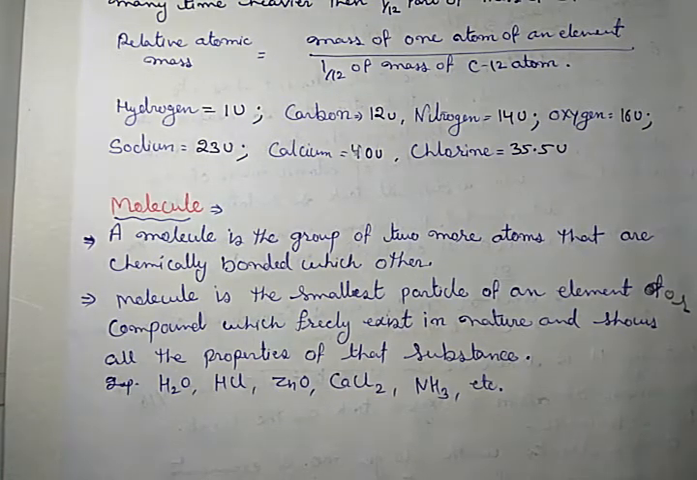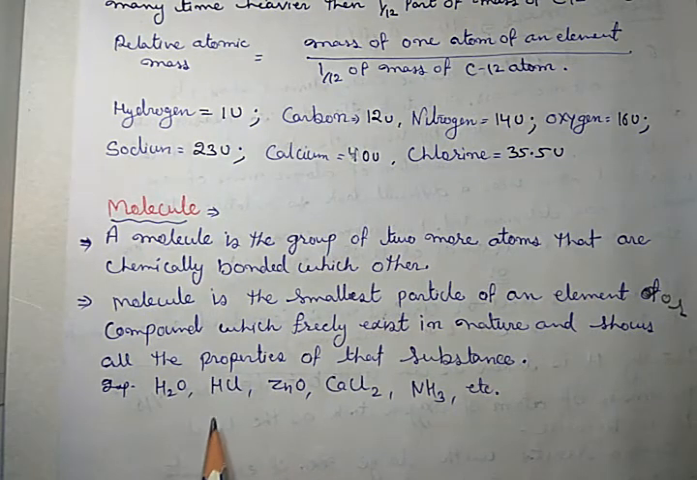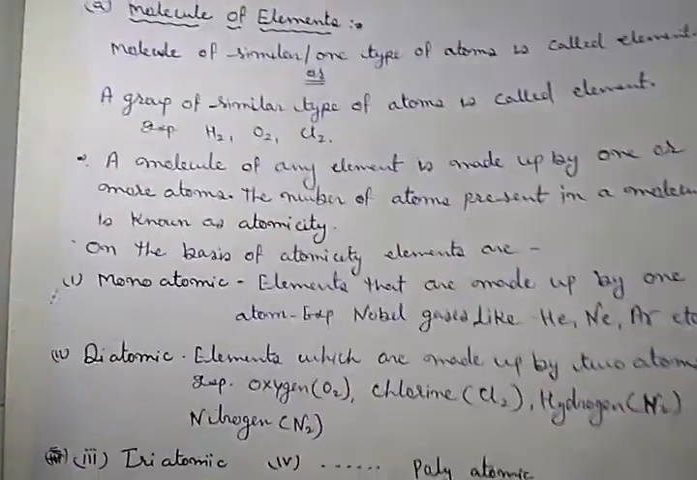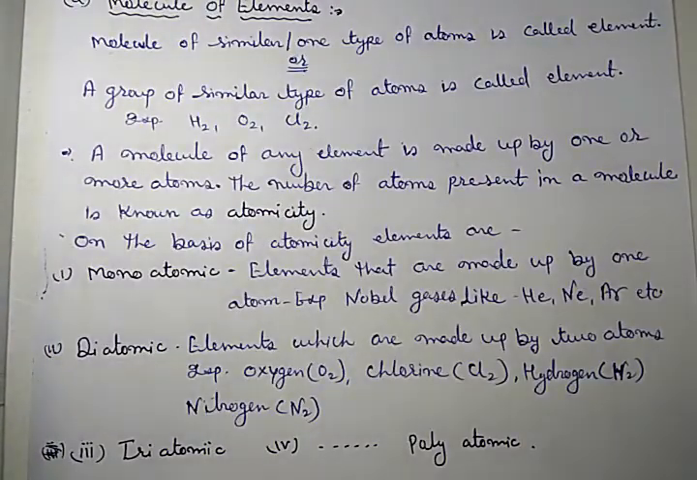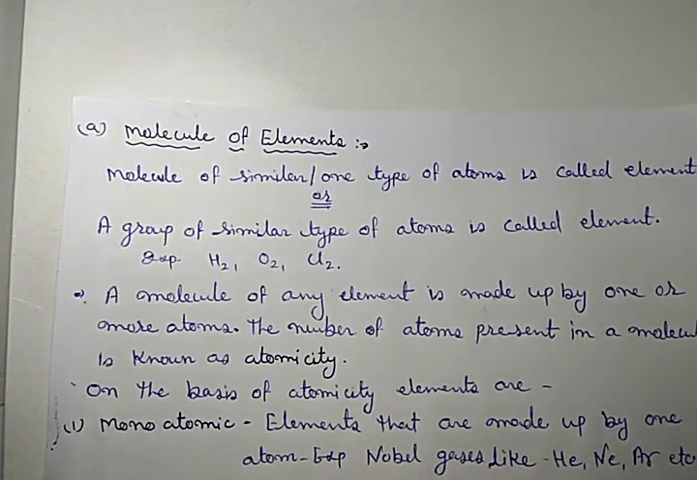Got it? For example, H2O, where there are two hydrogen atoms and one oxygen atom. HCl, ZnO, CaCl2, NH3, etc., that are groups of atoms, come in the category of molecules. Now, on the basis of chemical composition, molecules are of two types. First is the molecule of an element and second is the molecule of a compound.